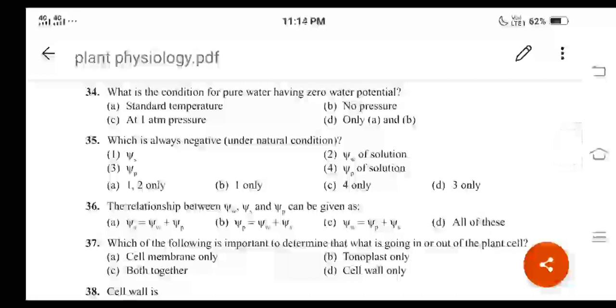Then let us move on to question number 36. The relationship between water potential, solute potential and pressure potential is given as option C: water potential, or psi W, is equal to psi P plus psi S. Option C is the correct answer. Then let us move on to the next question.